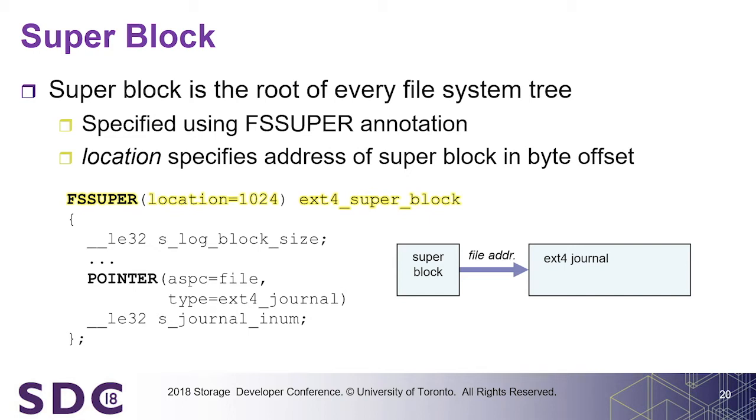Here, we show an example of the ext4 superblock, which is annotated with the FSSUPER annotation. The location argument specifies that the superblock is 1 kilobyte away from the beginning of the partition. As explained previously, the sjournal enum is a pointer in the file address space that points to the ext4 journal type.